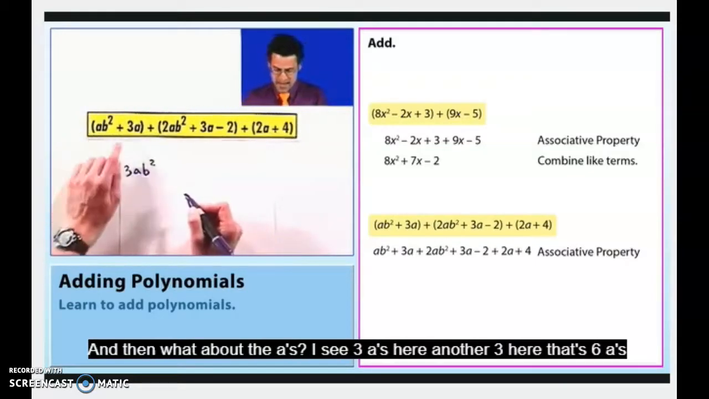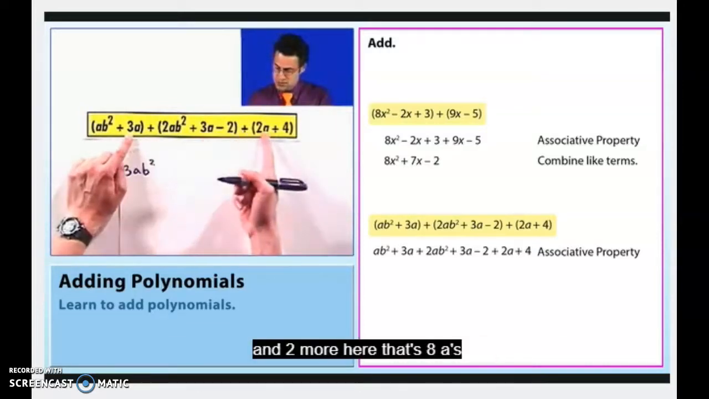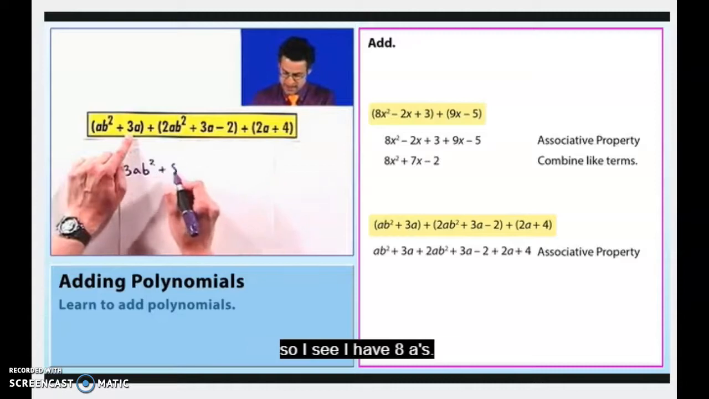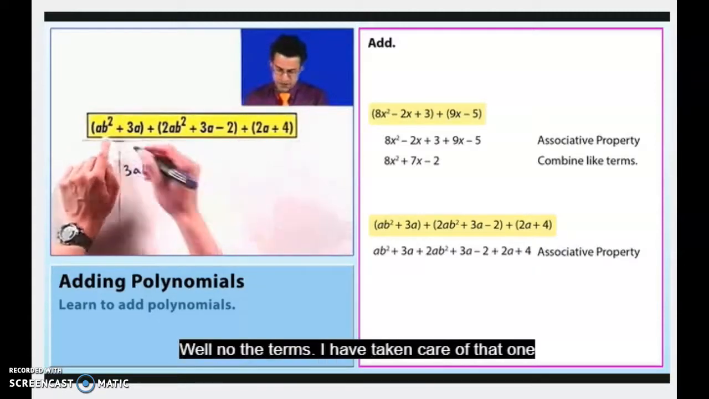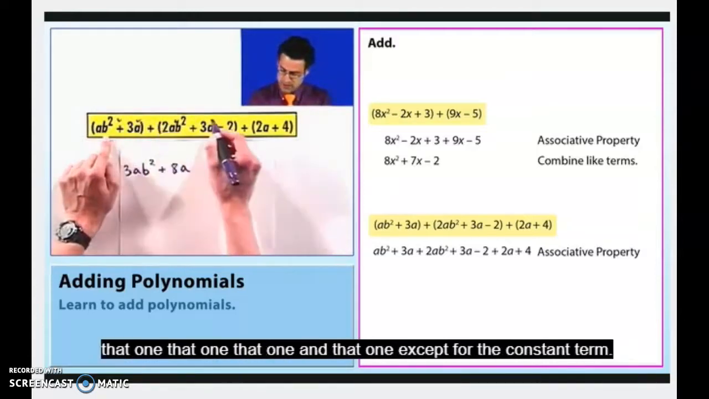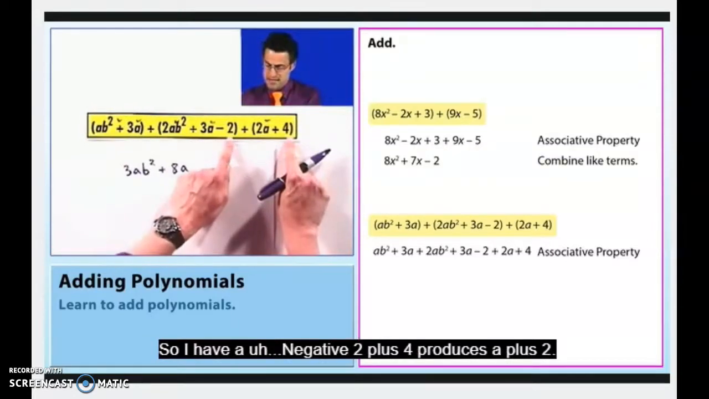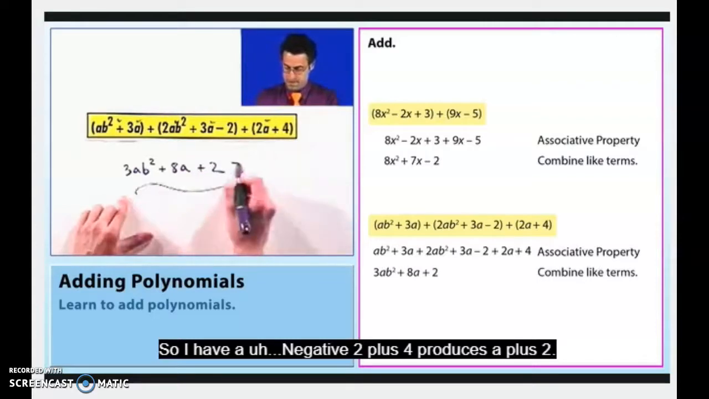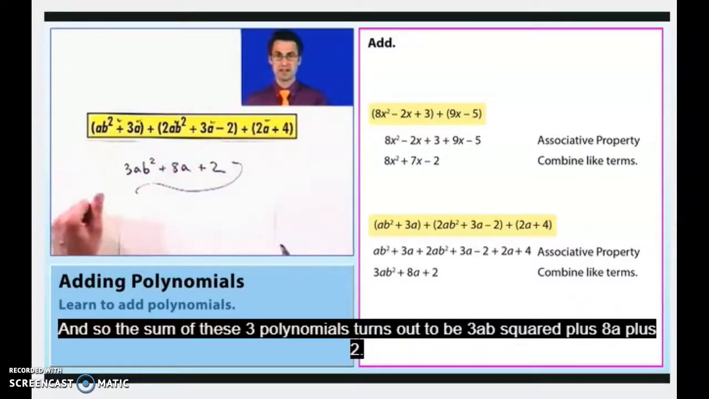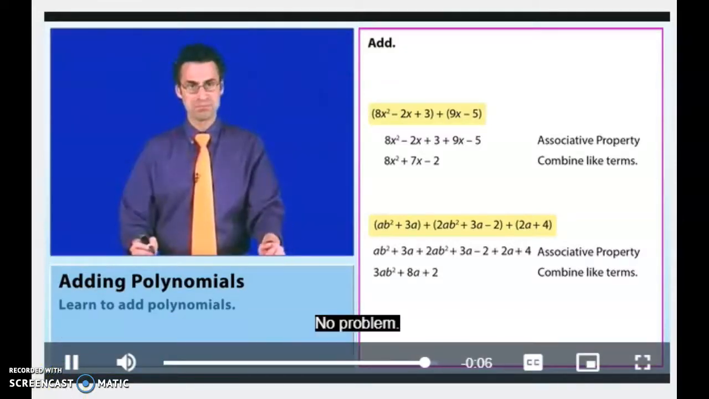And then what about the a's? I see 3 a's here, another 3 here, that's 6 a's, and 2 more here, that's 8 a's. So I see I have 8 a's. And I've got, well, no other terms. I've taken care of that one, that one, that one, that one, and that one, except for the constant terms. So I have a negative 2 plus 4 produces a plus 2. And so the sum of these 3 polynomials turns out to be 3ab squared plus 8a plus 2. No problem.